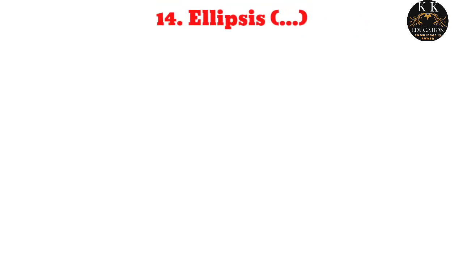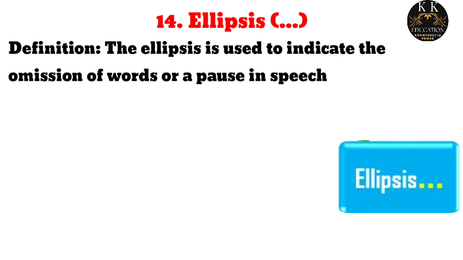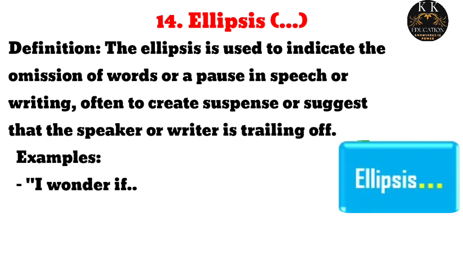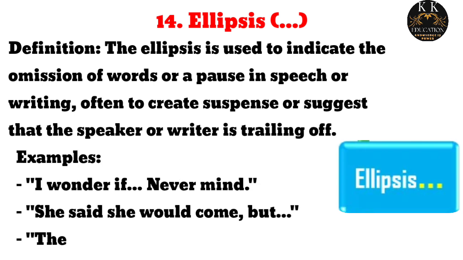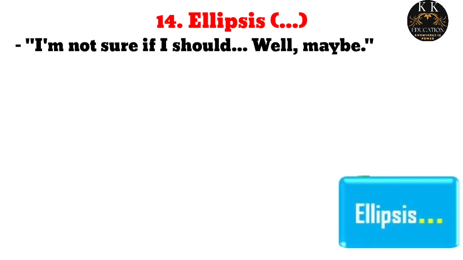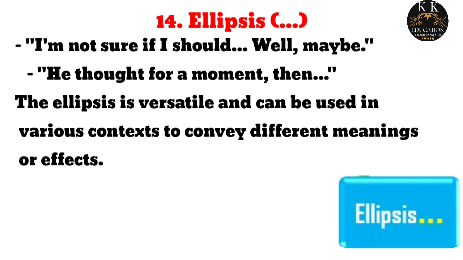14. Ellipsis. Definition: the ellipsis is used to indicate the omission of words or a pause in speech or writing, often to create suspense or suggest that the speaker or writer is trailing off. Examples: I wonder if... Never mind. She said she would come, but... The story was intriguing, full of twists and turns... I'm not sure if I should... Well, maybe... He thought for a moment, then... The ellipsis is versatile and can be used in various contexts to convey different meanings or effects.